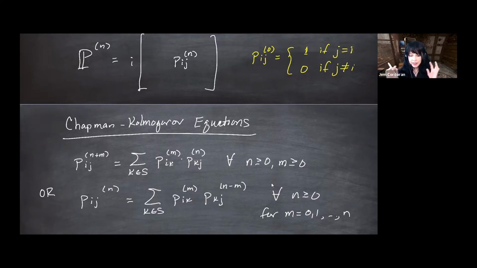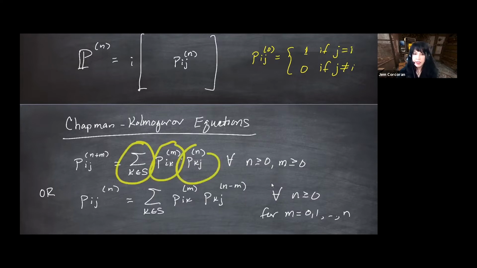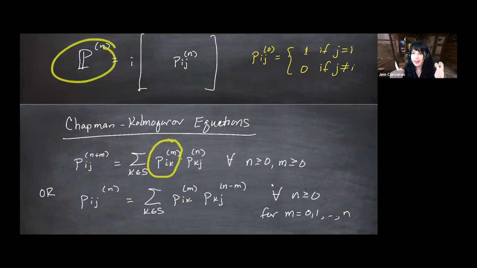And then what you're seeing in here is this sum, and this guy looks like the elements all the way across the ith row of the transition matrix to the m.